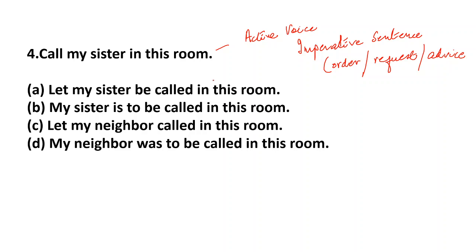Now, remember, in imperative sentence, you will always put let. So, in imperative sentence, what happens? This is an order. Call my sister in this room. This is an order. Imperative sentence. So, how will you convert? You will put let plus object in the passive voice plus be plus V3. That becomes passive voice.